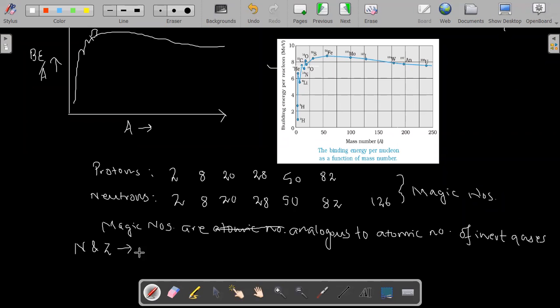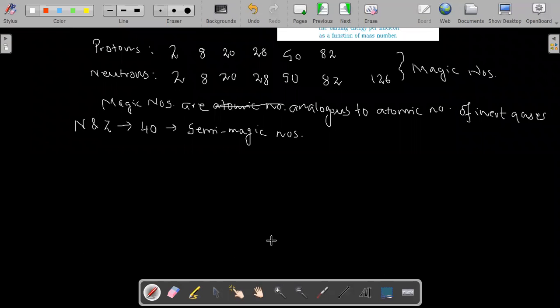If the number of protons or neutrons is equal to 40, this also comes under semi-magic number. That means it is not going to show as much stability compared to the numbers which have both protons and neutrons as magic numbers. But it is also going to show more stability compared to its neighborhood. It's not very high, but it is still better than its neighbor. So this is actually called semi-magic number. If you have an element where the number of protons and neutrons is 40, that is semi-magic number.